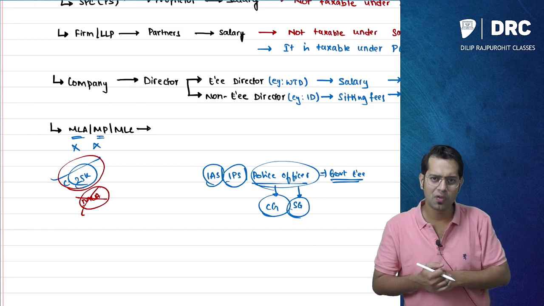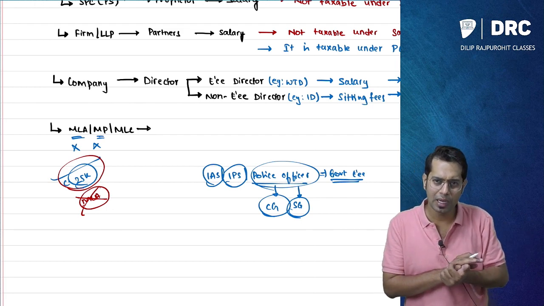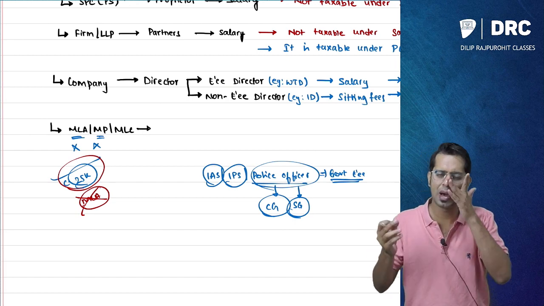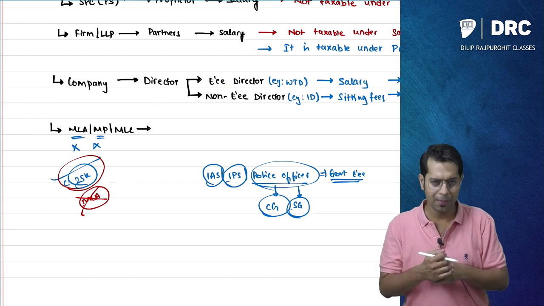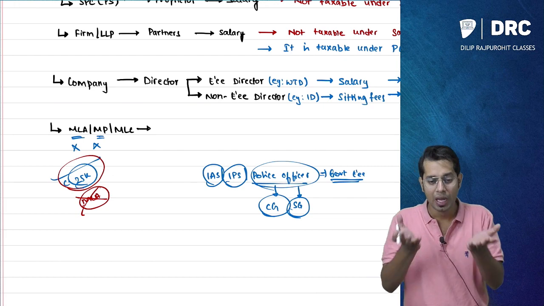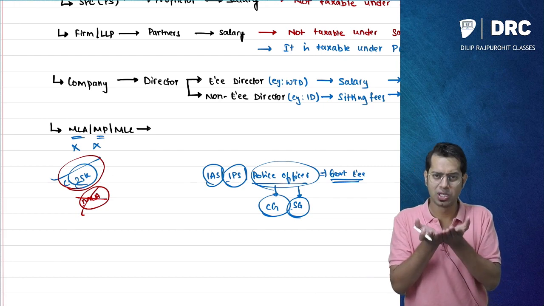See, we have the Prime Minister of India. Is the Prime Minister of India a government employee? Members of Parliament, are they government employees? No, they are not government employees. They are holding a particular position.